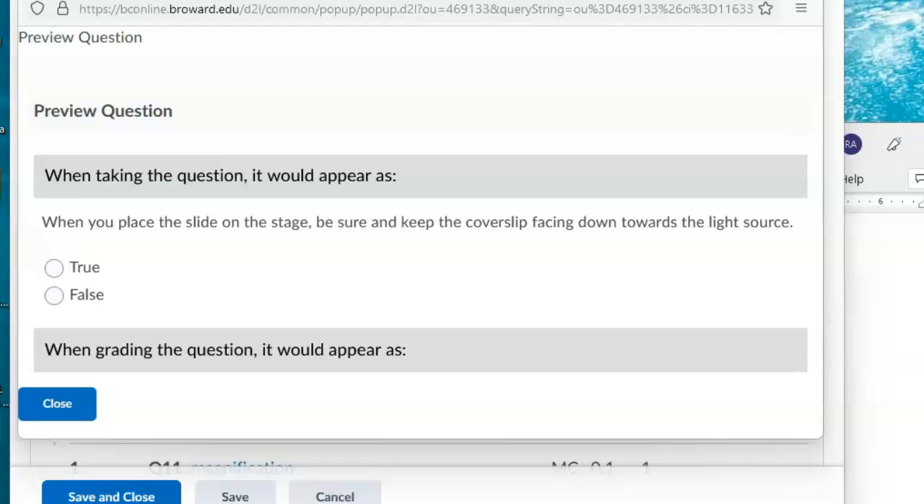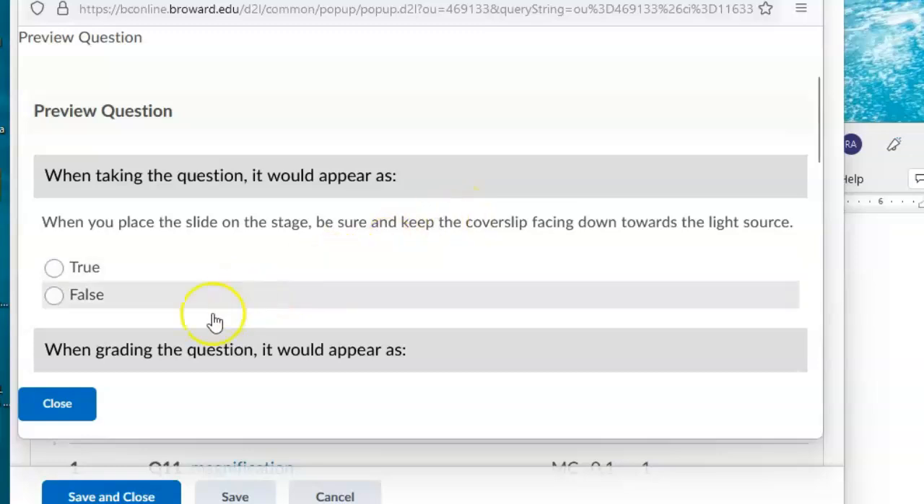Next question. When you place the slide on the stage, be sure and keep the cover slip facing down towards the light source. Okay, I will stop for 5 seconds. Okay, the cover slip actually goes on top of the slide, right? So then putting it upside down is not necessarily correct.